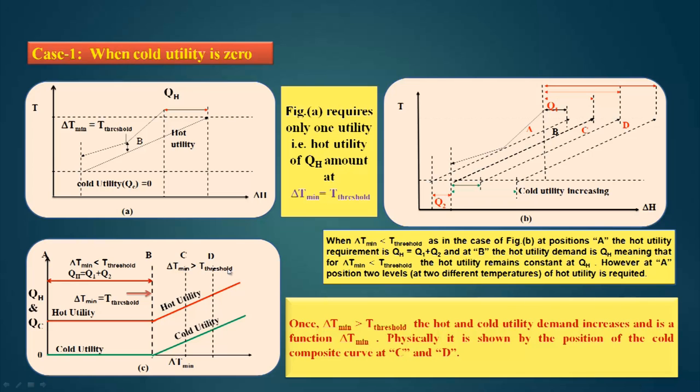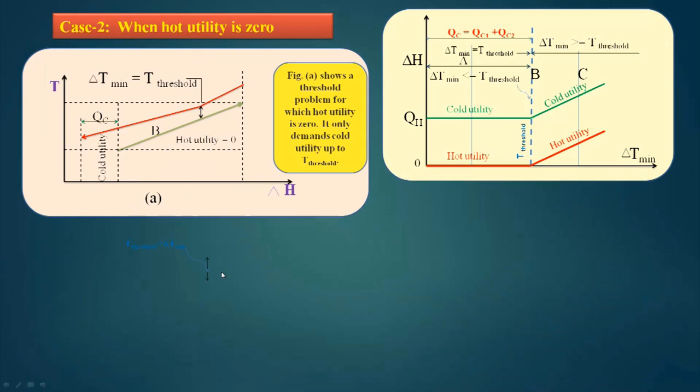Now, let us see the second case when hot utility is 0, but there is a demand of cold utility. This figure A shows the composite hot curve and the composite cold curve. This end of the composite hot curve matches with this end of the composite cold curve, showing that there is no requirement of hot utility.